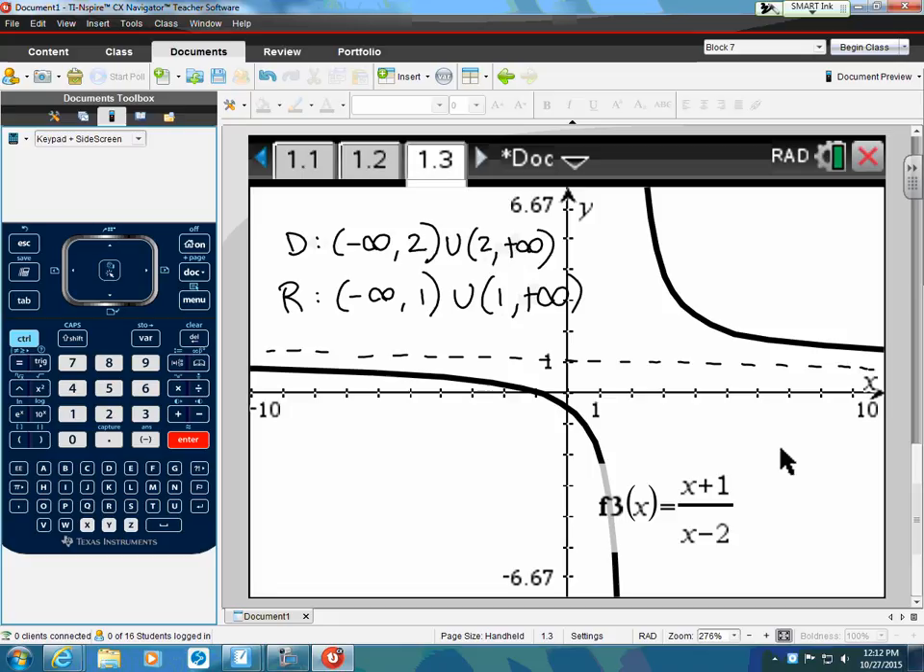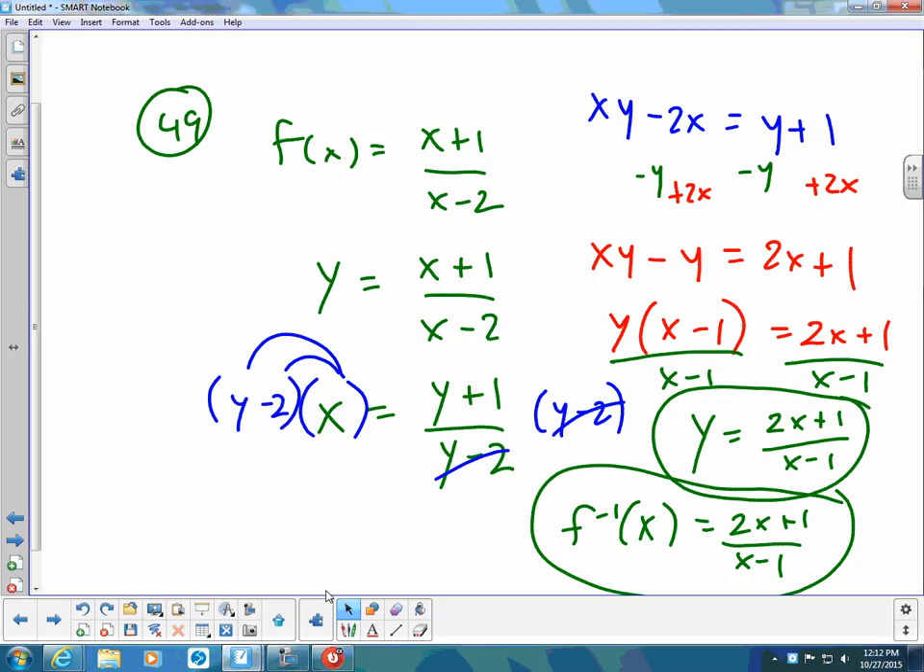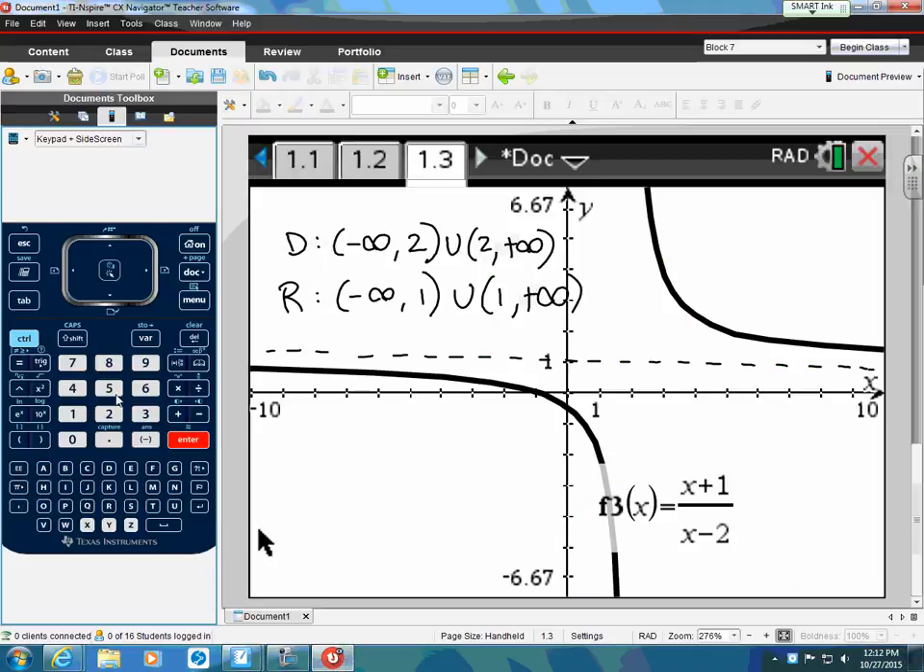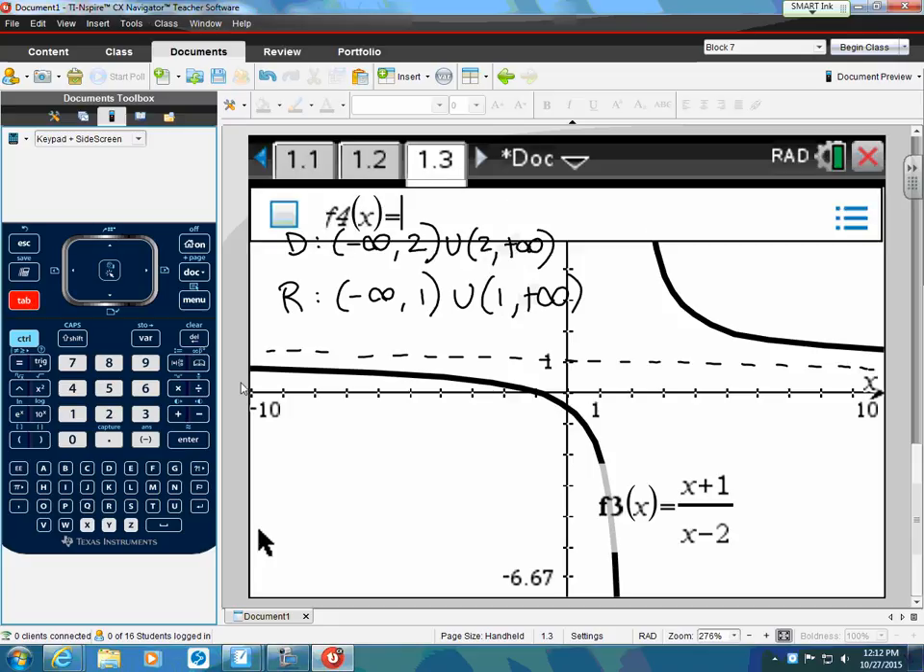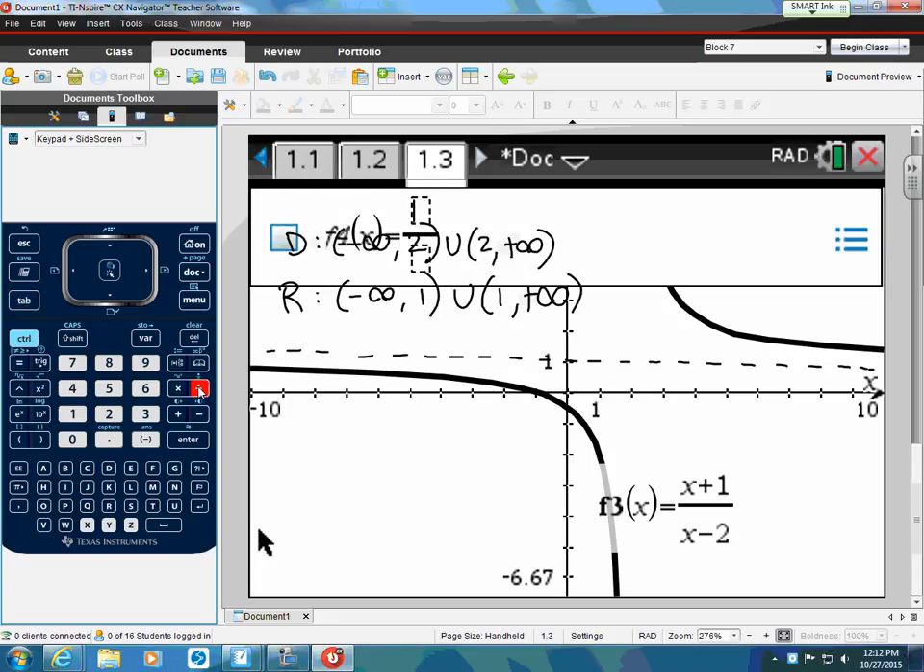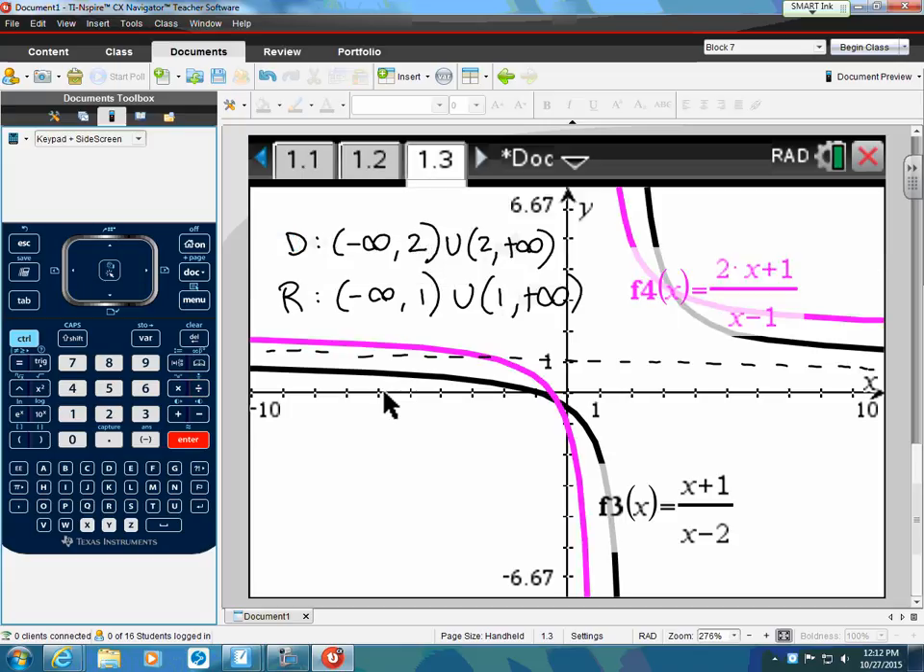What about our inverse? If we put our inverse on this that we worked out, that was this one, 2x plus 1 over x minus 1. So control divided by, what was it? 2x plus 1 over x minus 1. All right, so now that's our inverse graph.